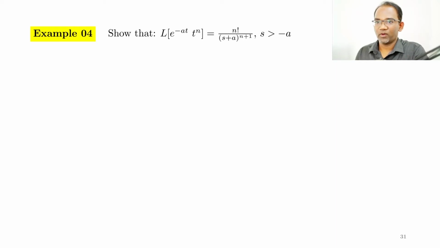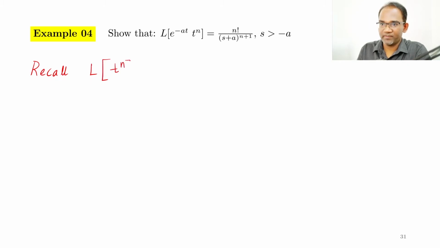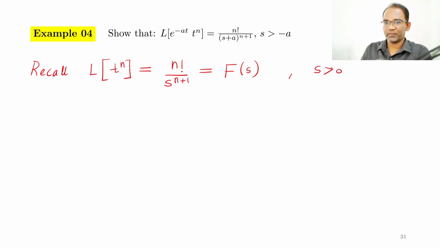We'll now try to do this problem. Show that the Laplace transform of e raised to minus at, t to the power n, equals n factorial over (s plus a) to the power n plus 1, for s greater than minus a. So we'll recall that the Laplace transform of t to the power n was n factorial over s to the power of n plus 1. And this is nothing but F(s). And this was for s greater than 0.